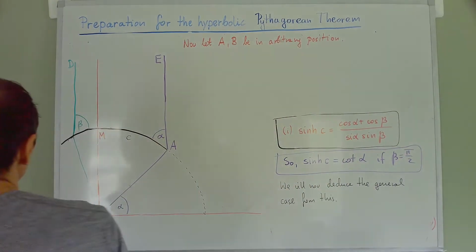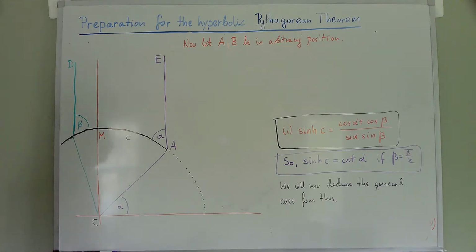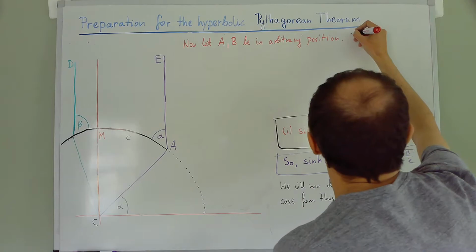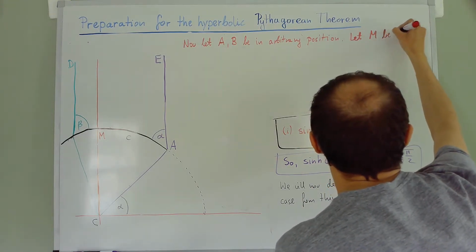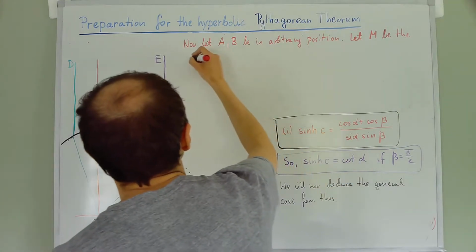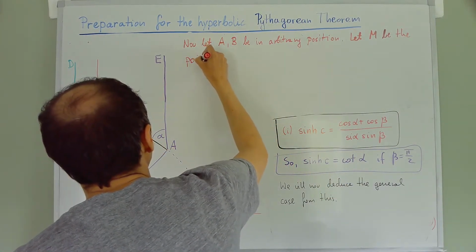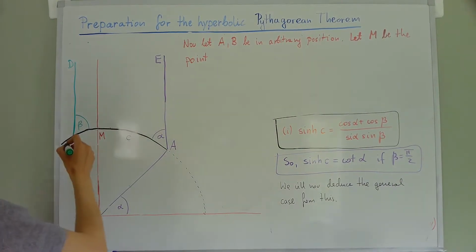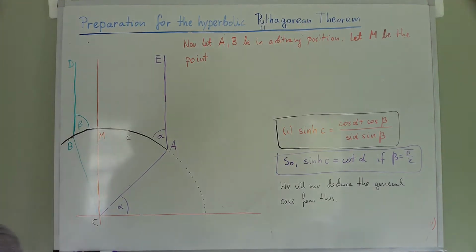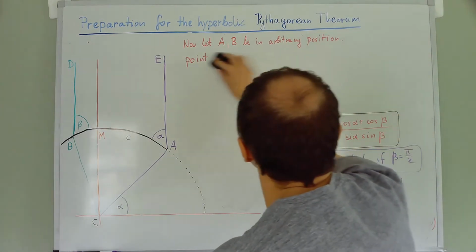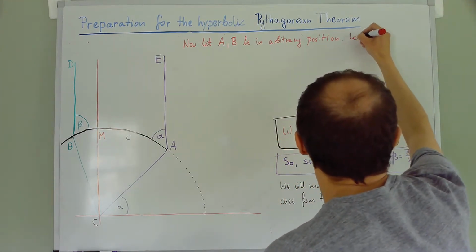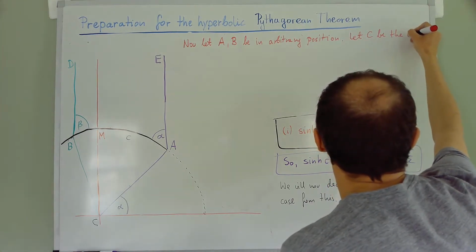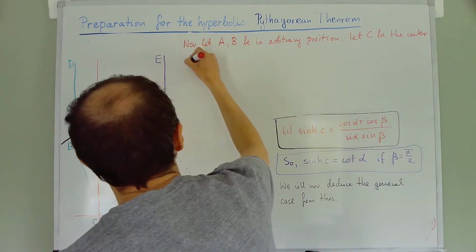And there are sort of two cases here, but I'm only going to cover one case. So let M be the point. So remember AB is still, so this is B here, right? AB is still a circle because it's a bound geodesic that connects the points A and B. So it has some center. So let C be the center of the bound geodesic.